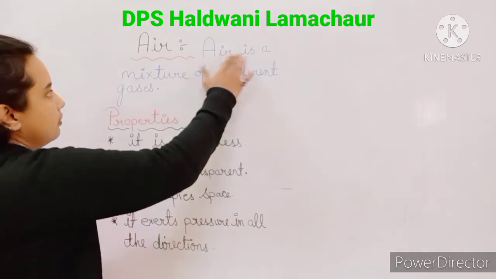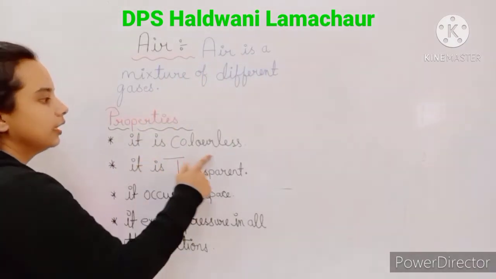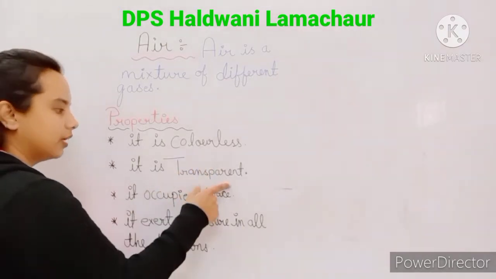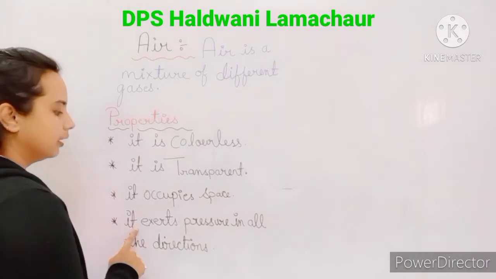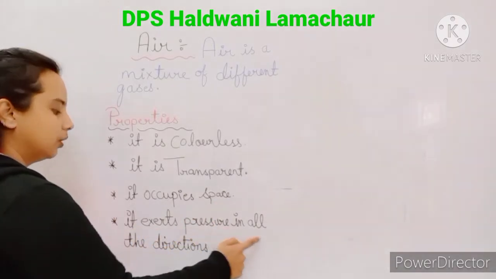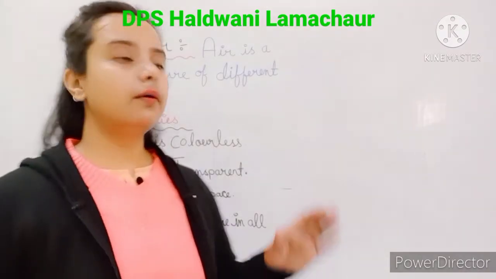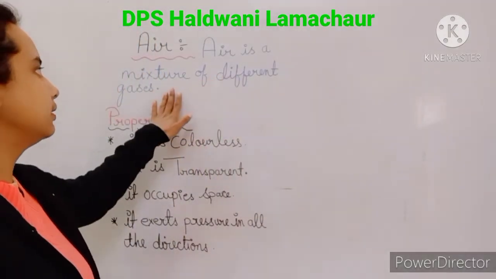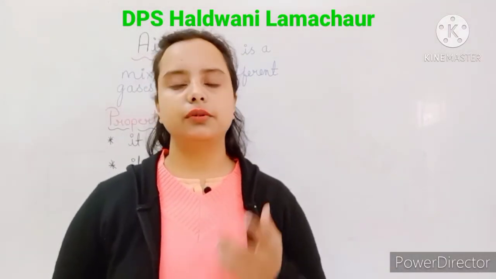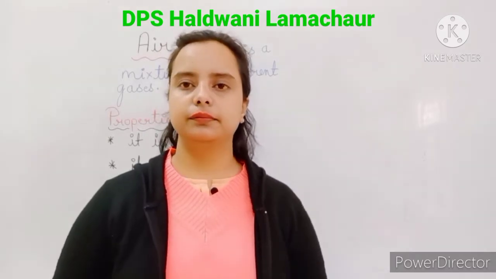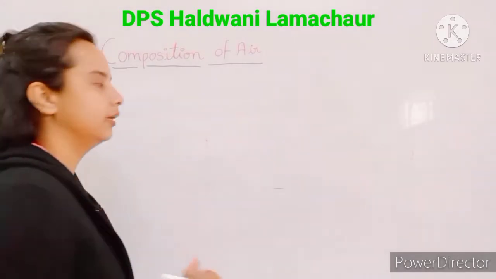So air is a mixture of different gases. What are the properties? It is colorless, it is transparent, it occupies space, and it exerts pressure in all the directions. Now here I have told you that air is a mixture of different gases. So let's see what is the composition of air.